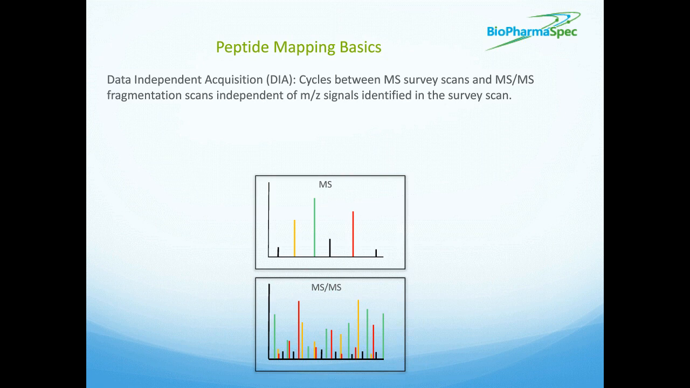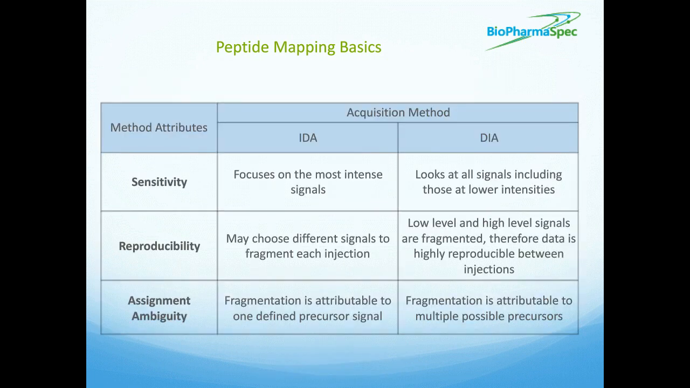In the example we have here, we have the same survey scan at the top, but at the bottom we only have one MS-MS scan. So all of these signals have been fragmented together. The yellow, green, and red signals, but also some of the lower level black signals have also been fragmented. So in this, it's difficult to determine which fragmentation came from which initial precursor. This is just a comparison of both methods.